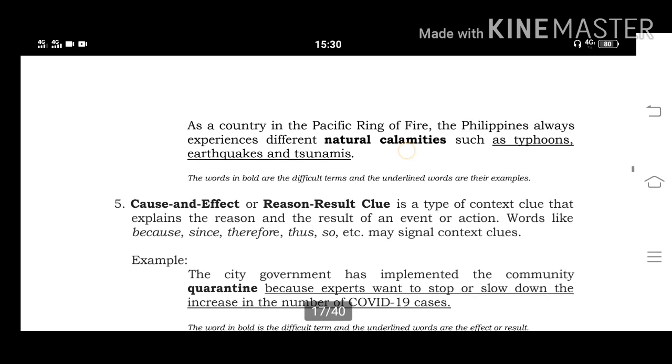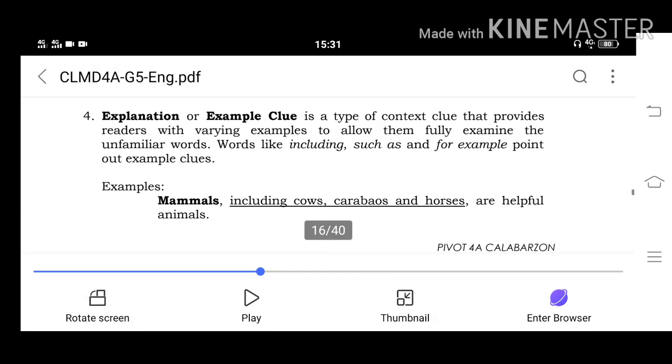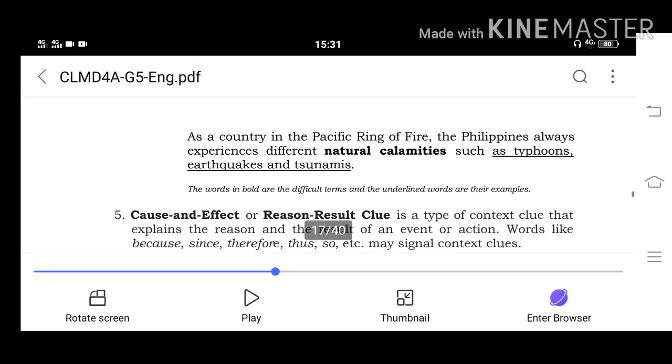Okay, isa pang halimbawa. As a country in the Pacific Ring of Fire, the Philippines always experiences different natural calamities such as typhoons, earthquakes, and tsunamis. So, ang bold words dito ay natural calamities. Gumamit ngayon ng salitang such as para magbigay ng example clue. Okay? So, ano yung mga examples ng natural calamities? Ito ay typhoons, earthquakes, and tsunamis. Okay, yan ang number 4.